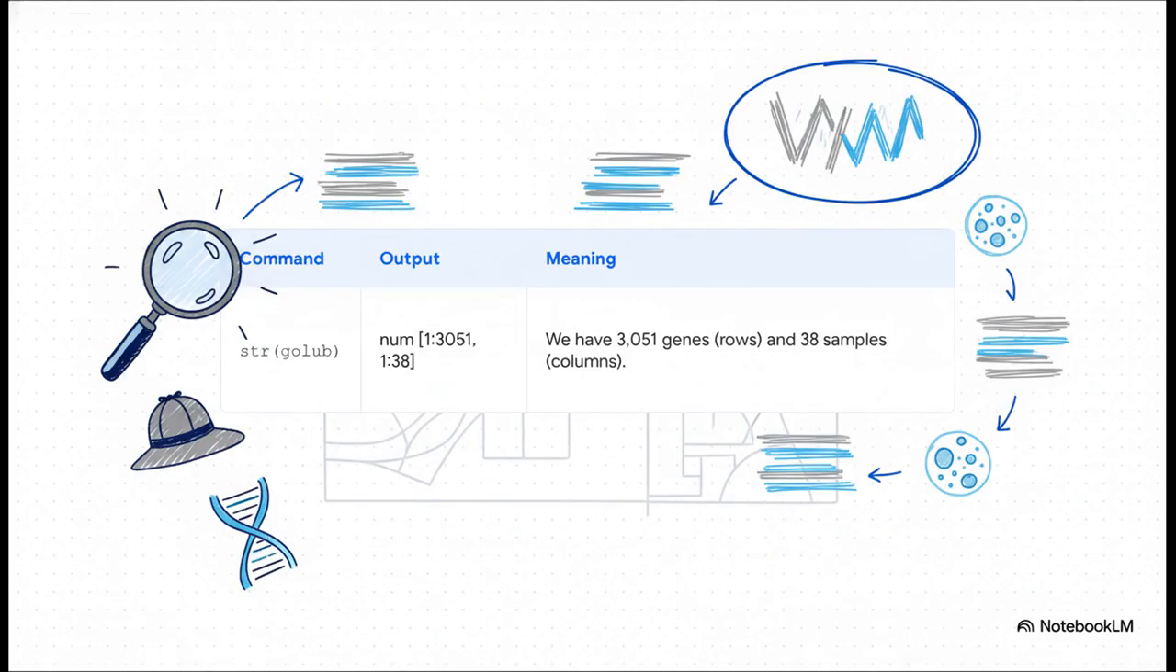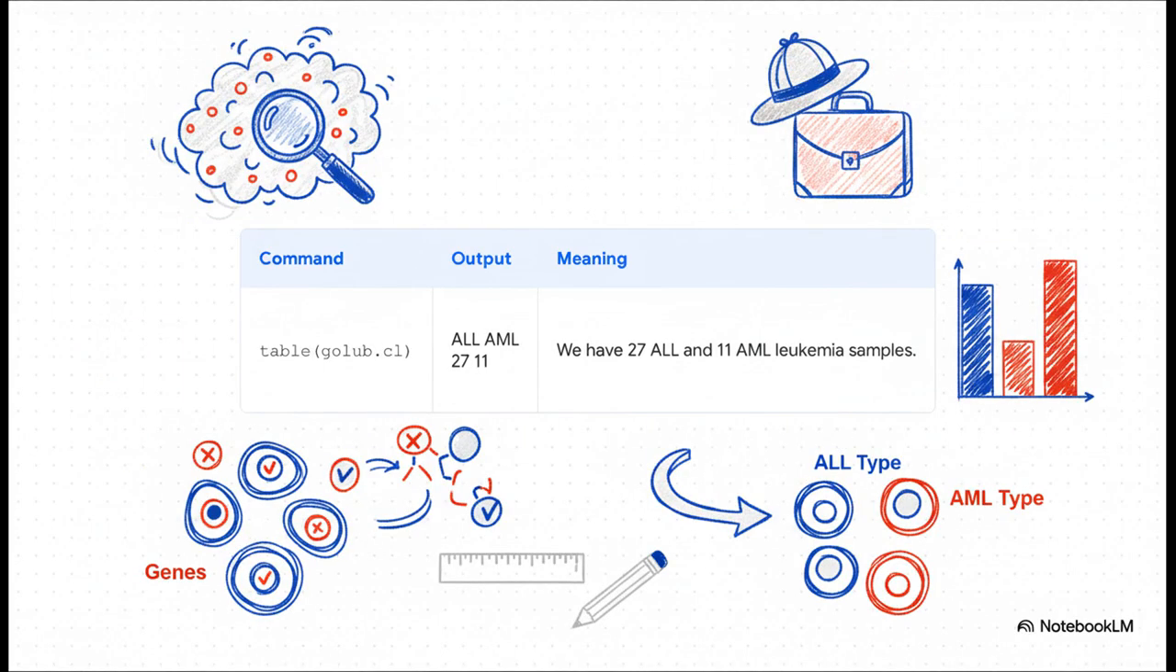Next up, we've got to check our evidence. We run a command called str(golub), which is short for structure, and it gives us this quick summary. The output confirms it. We're looking at a grid of numbers with 3,051 rows, one for each gene, and 38 columns, one for each patient. Perfect! Everything's accounted for.